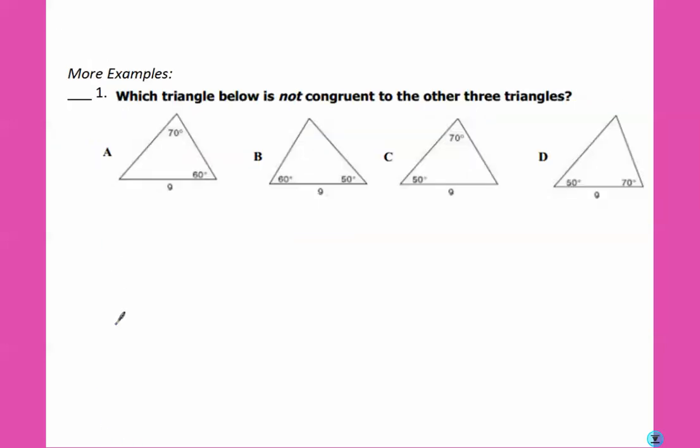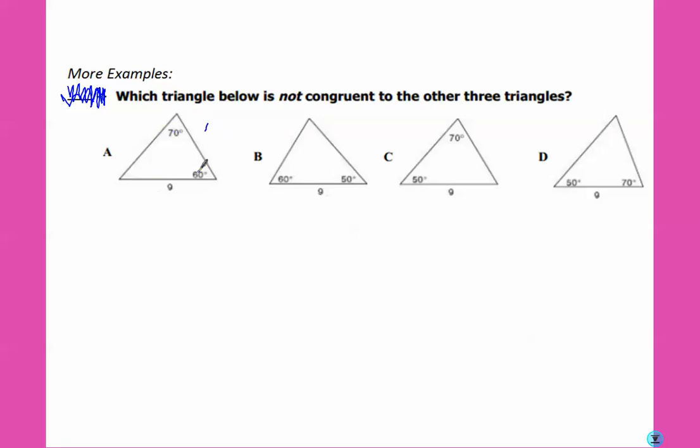Let's look at a couple other examples. You don't have that part in your packet. Which triangle below is not congruent to the other three triangles? Well, we know that the angles of a triangle always add up to 180. So I'm going to find the other angles that are missing in these triangles.